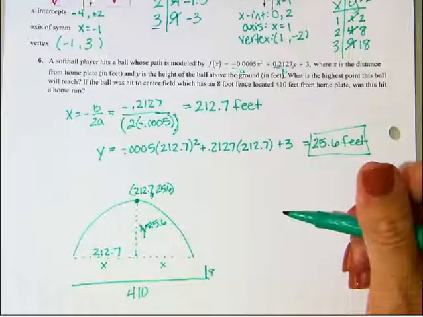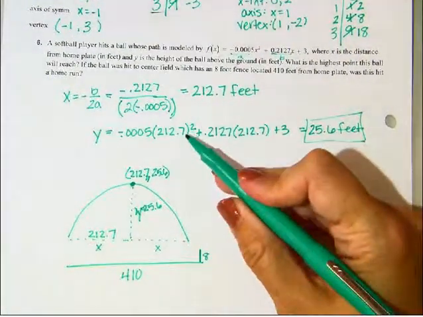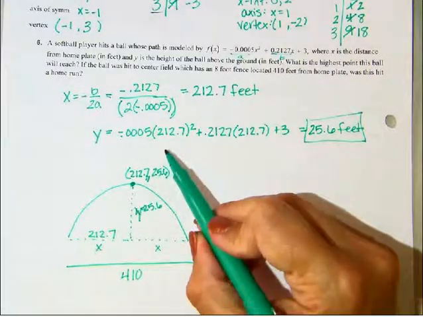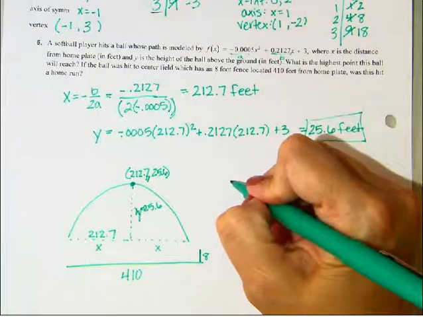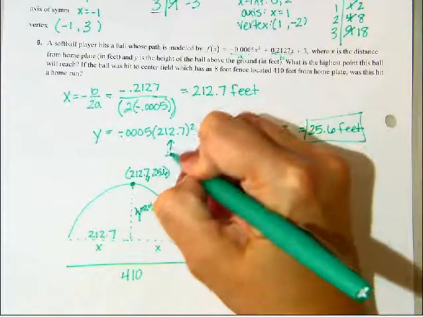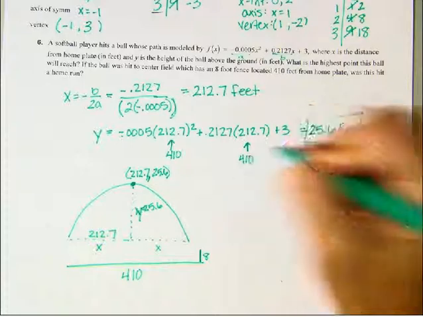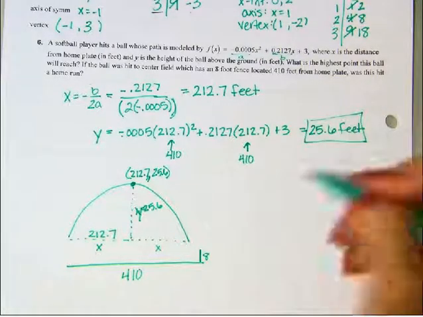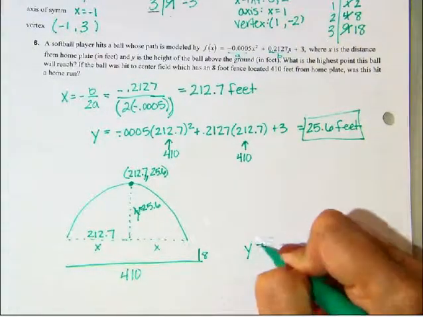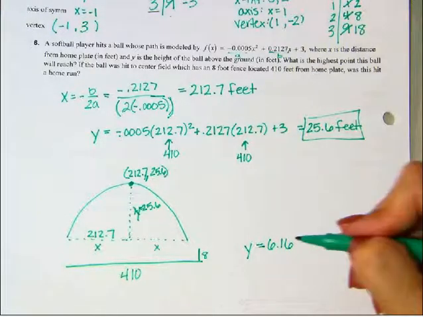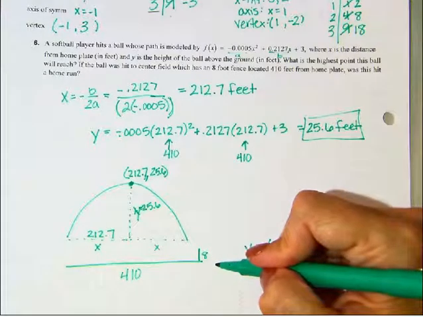So what I'm going to do is, instead of plugging in 212, which was my vertex, I'm going to plug in 410. So everywhere you had that, plug in 410 instead. Okay? That ends up giving you y equals 6.16. So that is its height at 410 feet.